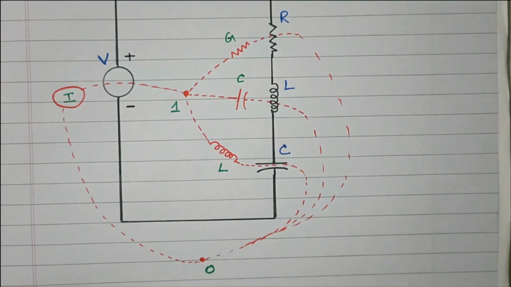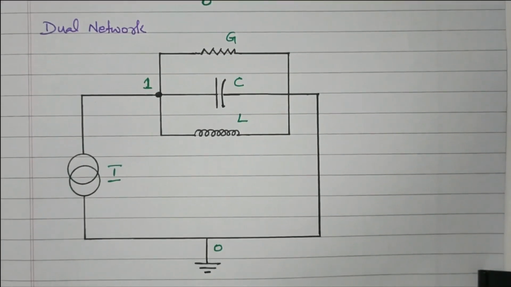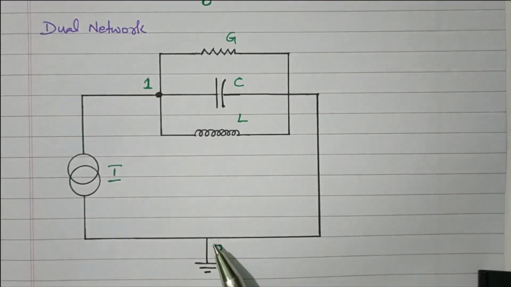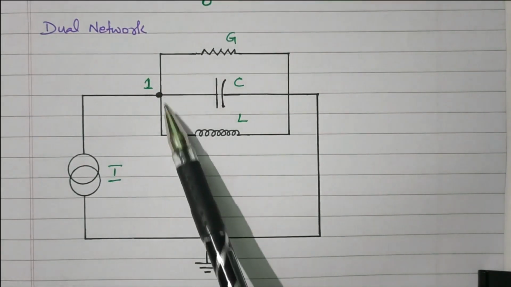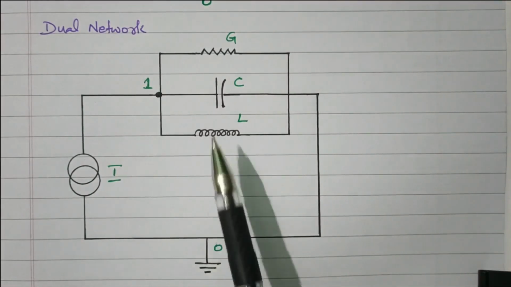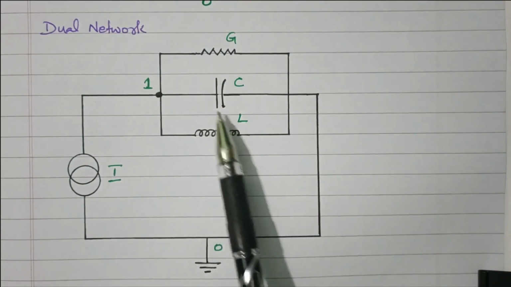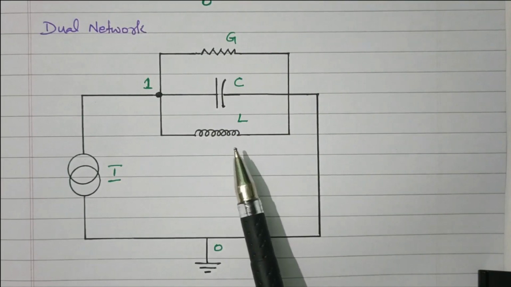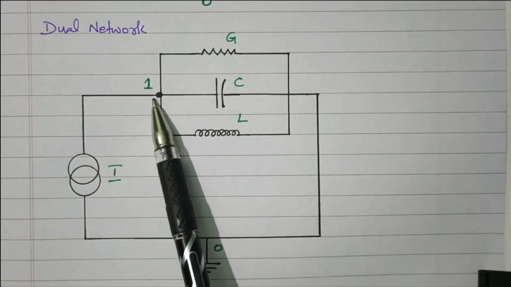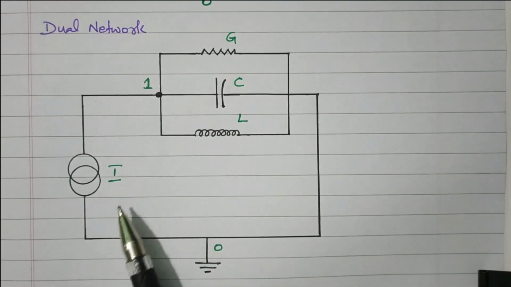Now we'll draw the dual network separately. So this is the dual network. On paper we have to put the dots. Here 2 dots are available, dot 1 and dot 0. Now we need to connect all the elements. Between 1 and 0, the conductance, capacitor and inductor are available. All three are connected in parallel. It is clearly given in the previous diagram. These red color lines are parallel. On the other side, the current source is connected.